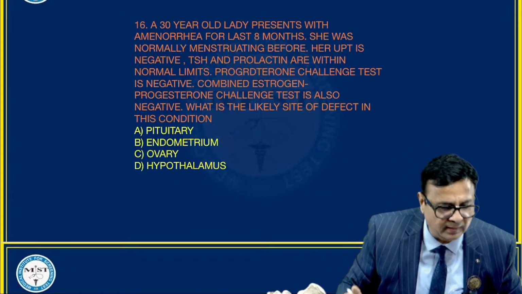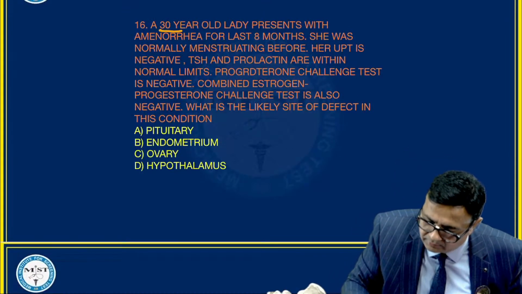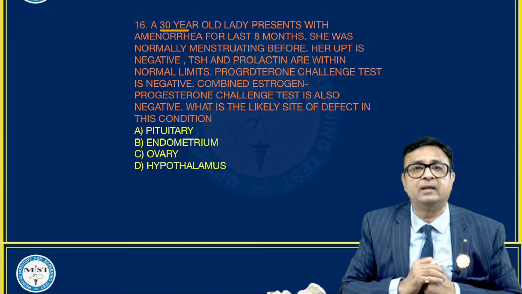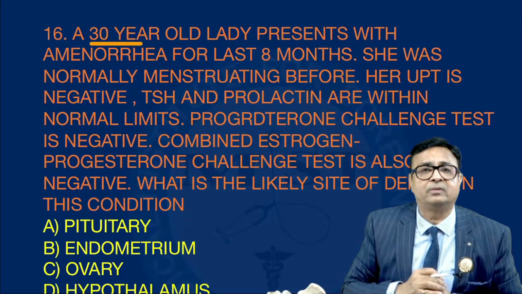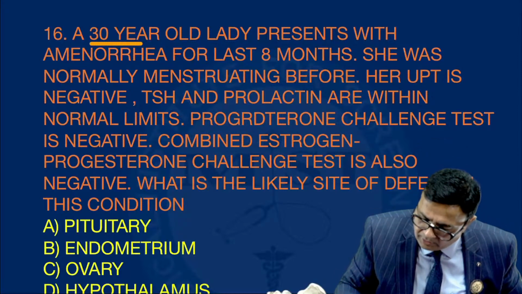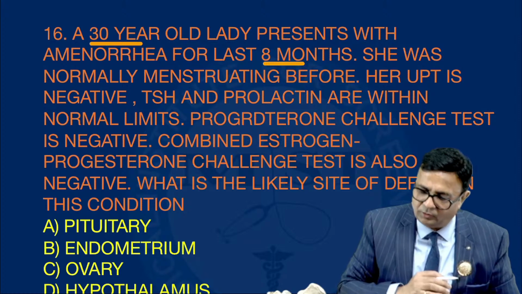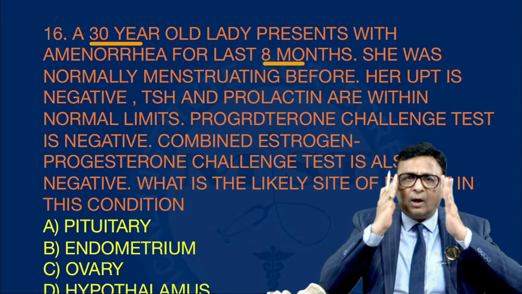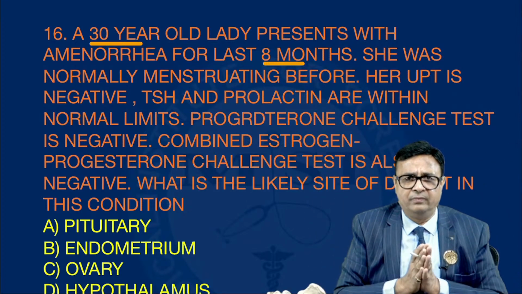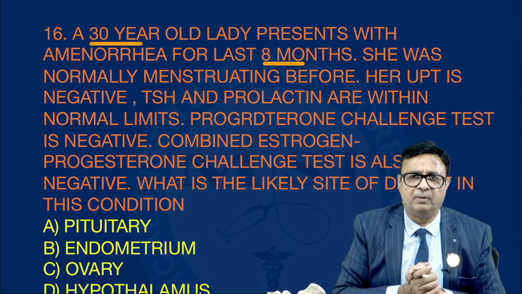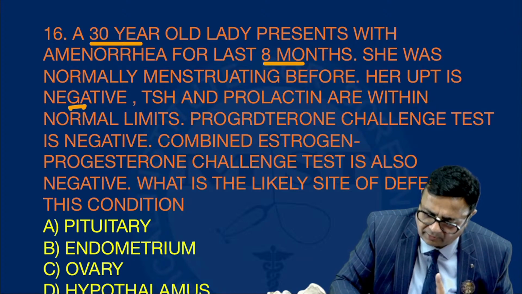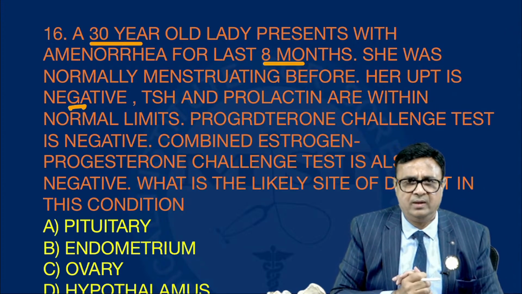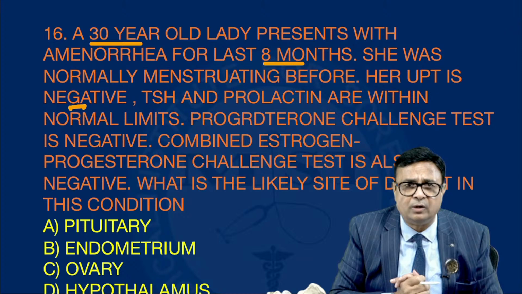A 30-year-old lady presents with amenorrhea for the last 8 months. She was normally menstruating before. Now she is amenorrheic for the last 8 months. Her urine pregnancy test is negative. UPT is negative, she is not pregnant. TSH and prolactin are within normal limits.